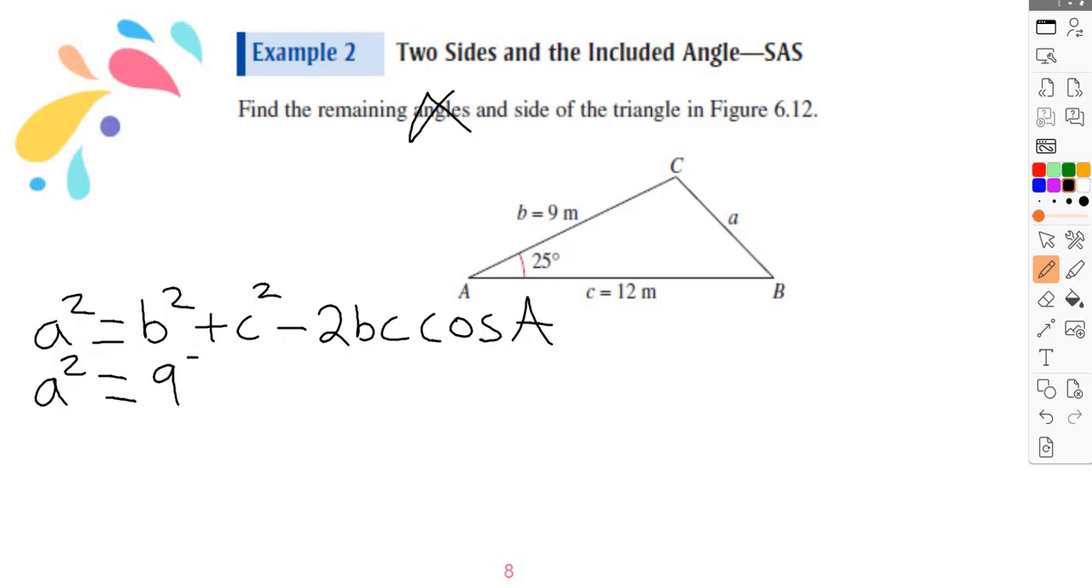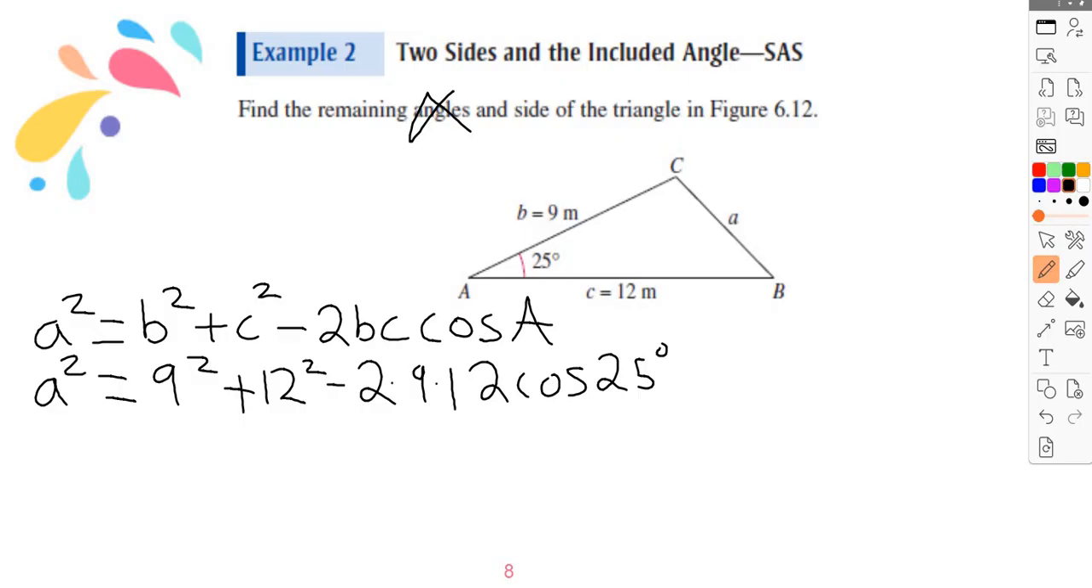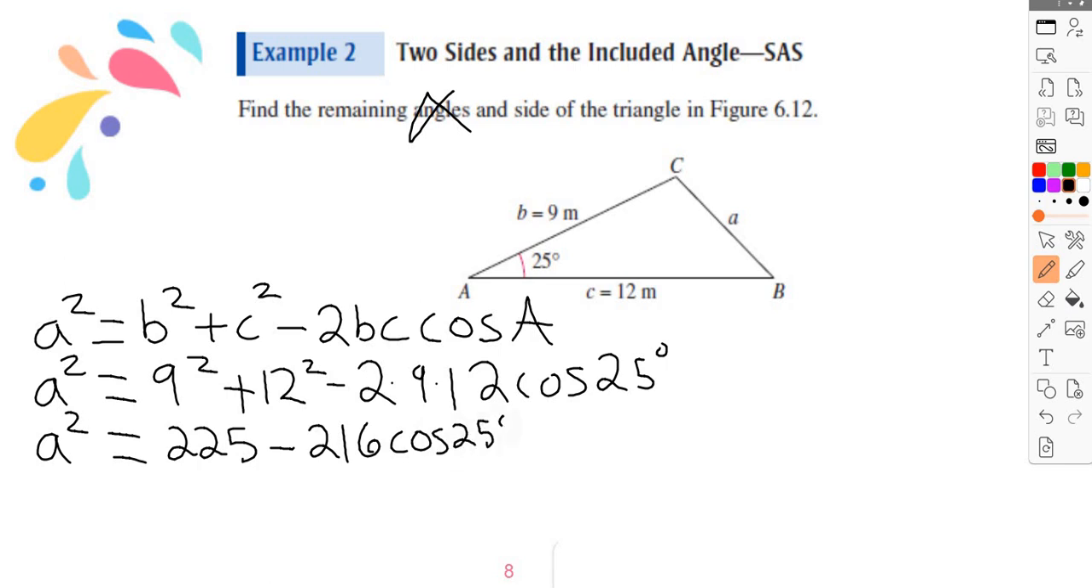So I have 9 squared plus 12 squared minus 2 times 9 times 12 times cosine of 25 degrees. We don't have to do as much solving this time, but I would still recommend going ahead and simplifying a little bit. Okay? So 9 squared plus 12 squared gives us 225. And then 2 times 9 times 12 gives us 216. We're just going to leave the cosine of 25 there.